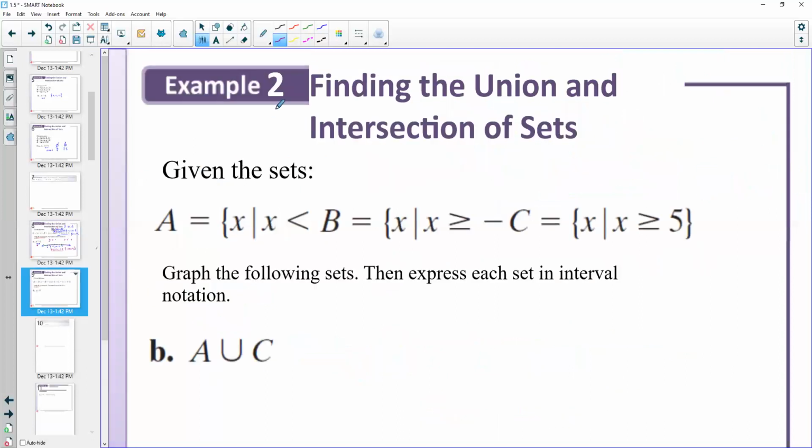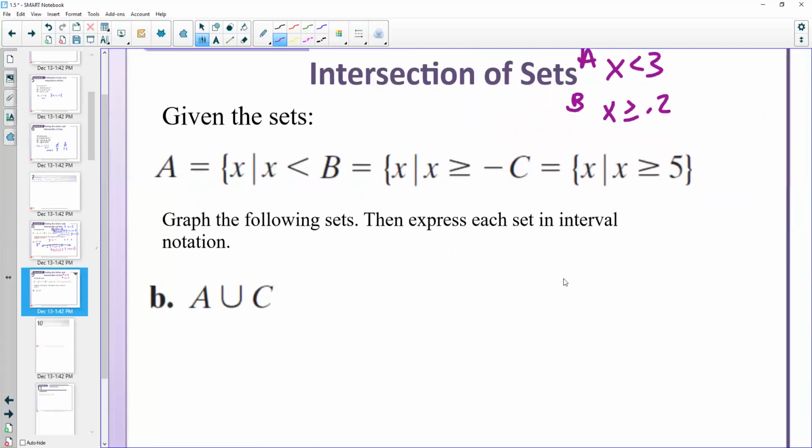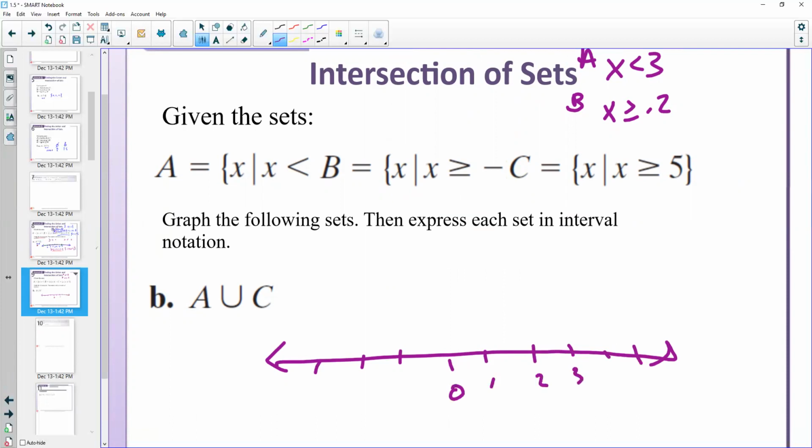Let's try another. This is the same A. A is where x is less than 3. B is where x is greater than -2. We can see C. So I'm going to do A or C. So I'm going to start once again with a number line. I'm going to put them both on there. So 0, 1, 2, 3, 4, 5, -1, -2.